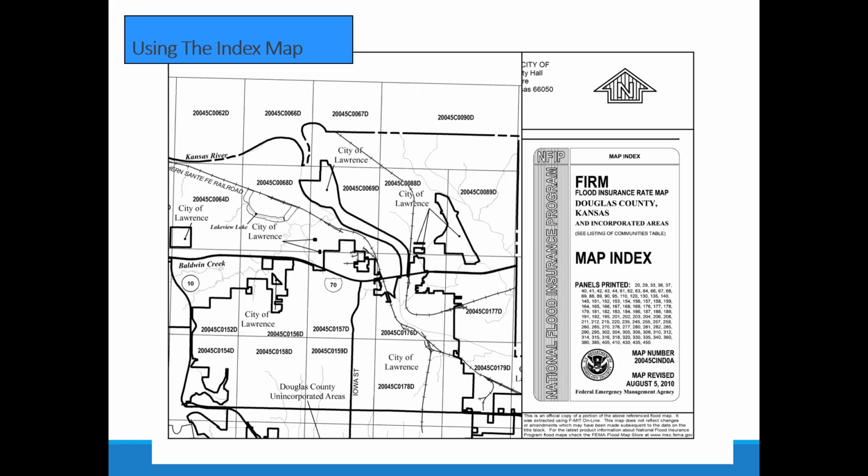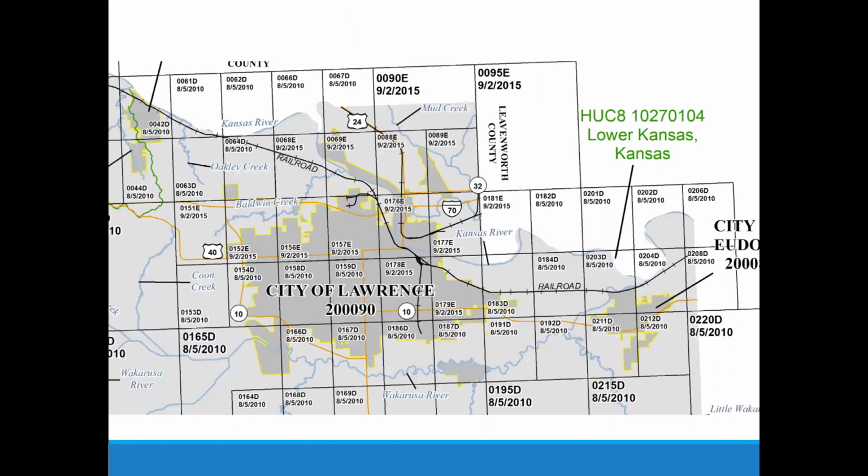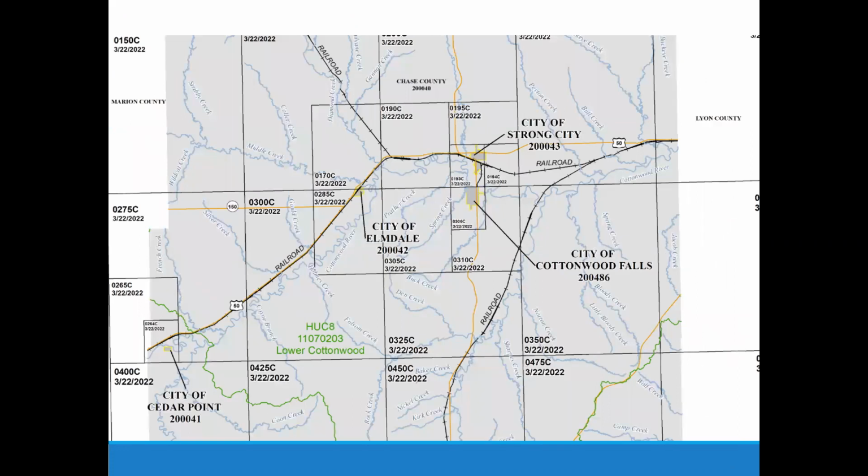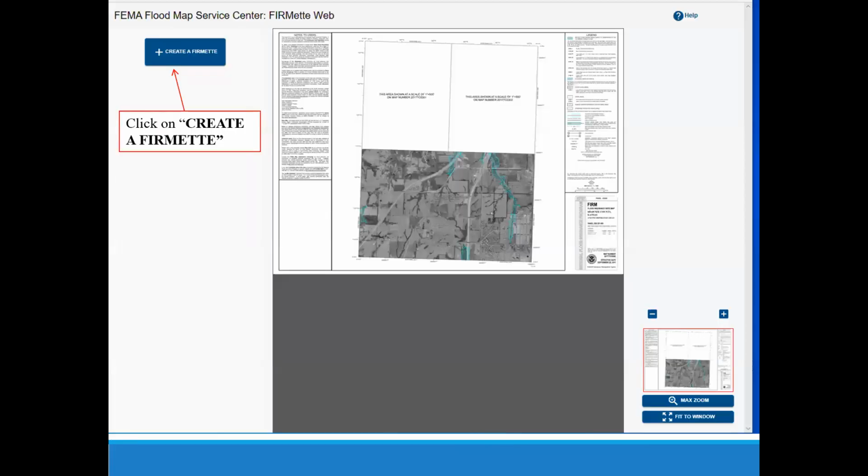And so this is an older style index for Lawrence. This is what it looks like now as it's digitized. Here's another example. City of Topeka is there in the center. So this is Shawnee County. And then this is Chase County that just went effective last year. So just a couple of examples of index maps.